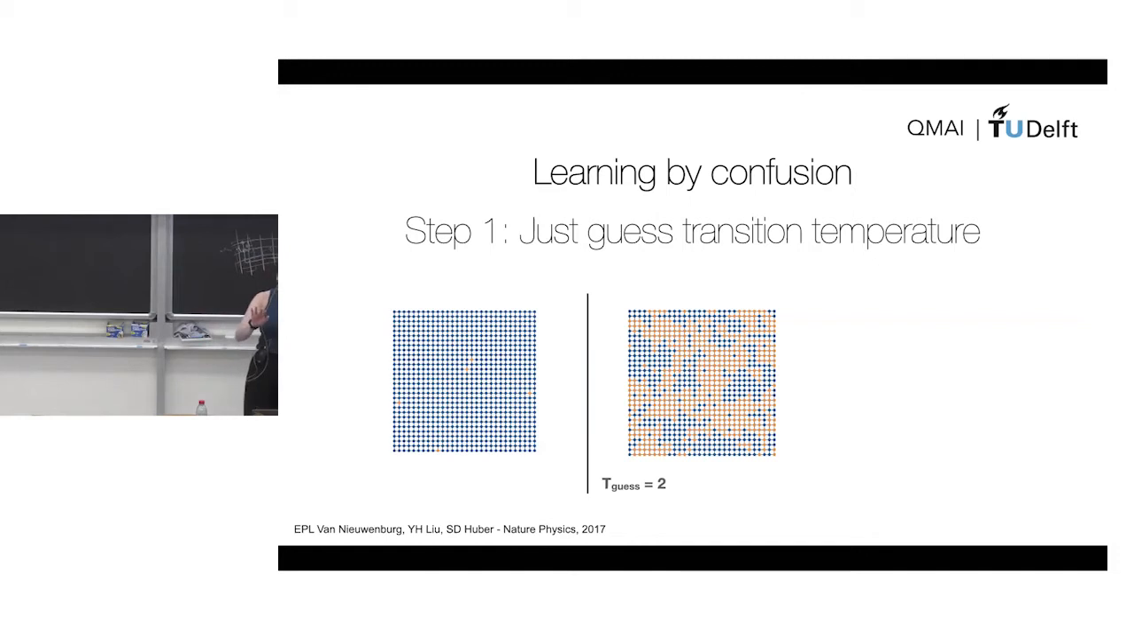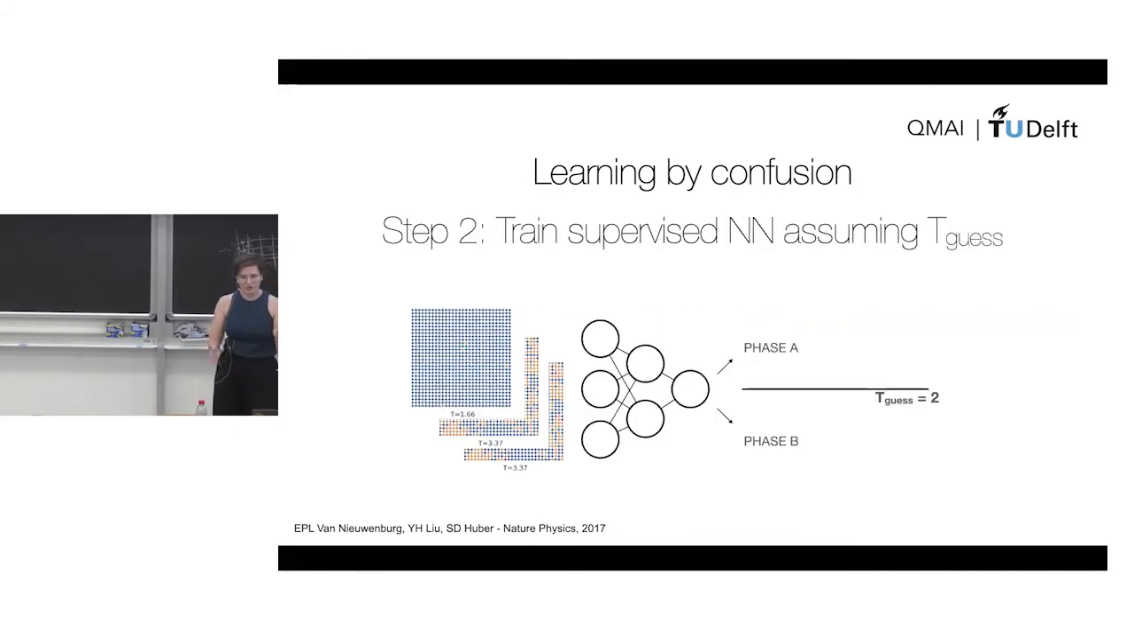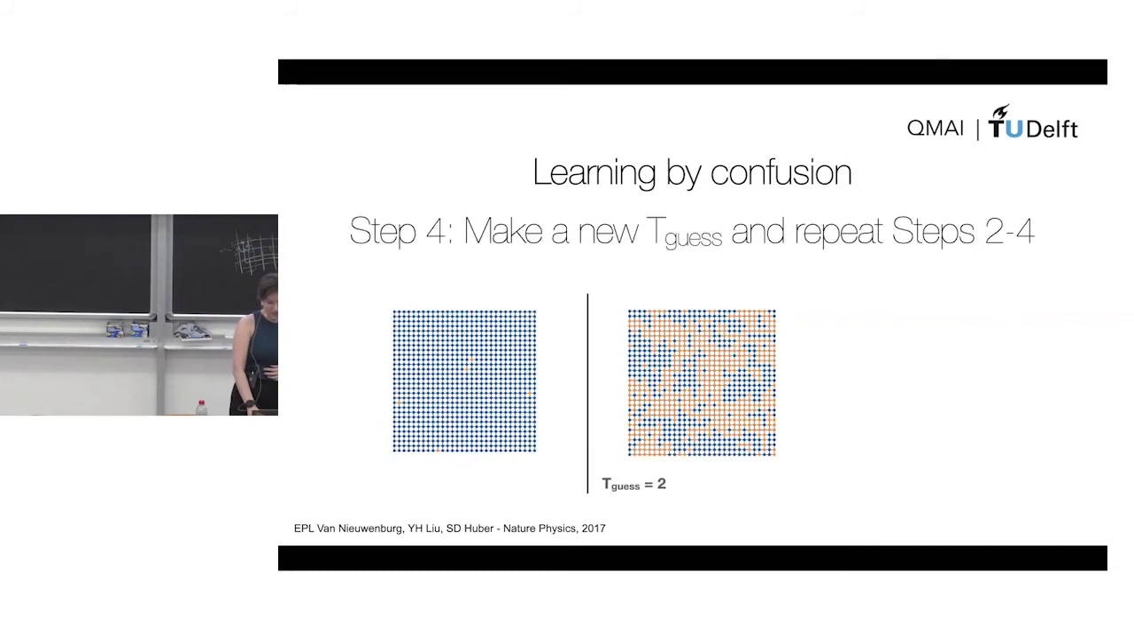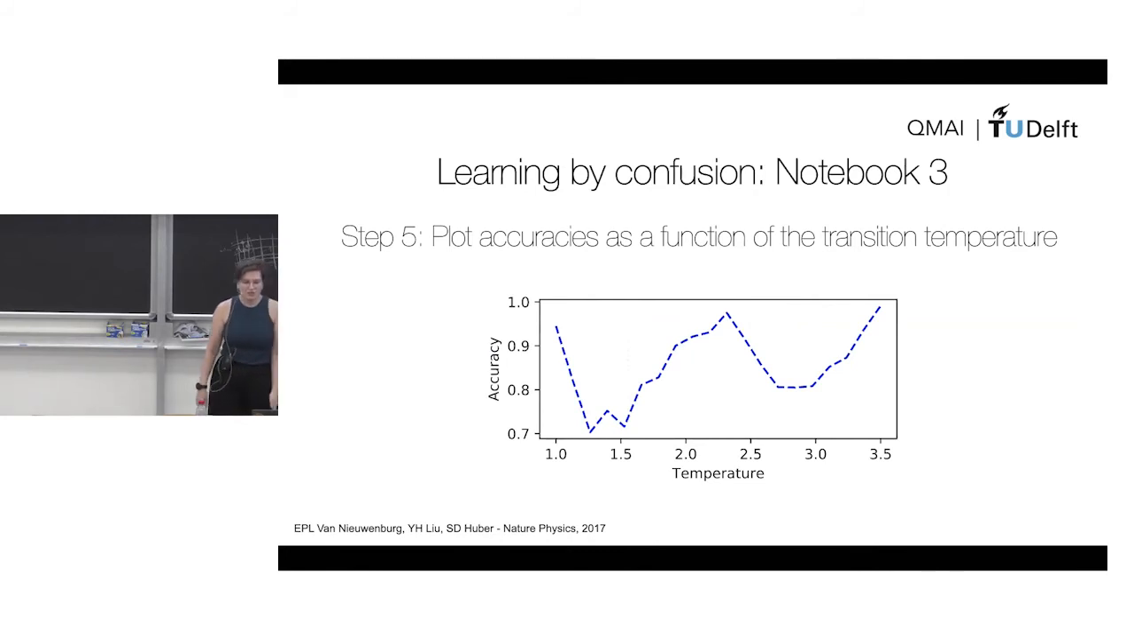So again, how it works: I'm sampling these two things, and I am pretending I don't know what the critical temperature is. So I'm going to guess 2. Then I'm gonna train my feed-forward neural network under the assumption that the transition temperature is 2. Then I get some accuracy, let's say 90%. I just wrote a number here. And then I make a new guess and repeat all of these steps. Eventually what you get is accuracy as a function of temperature, and you get this traditional W shape.